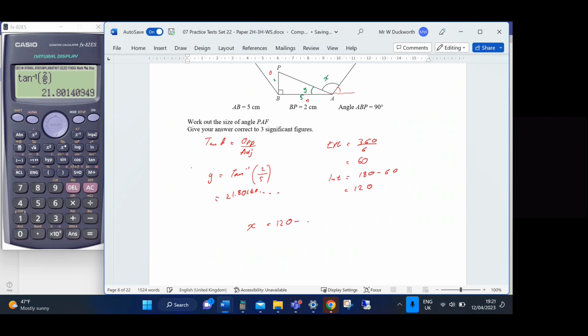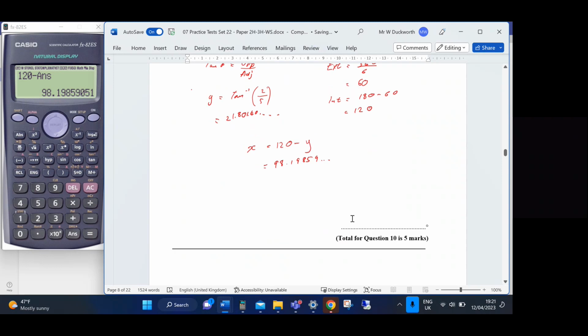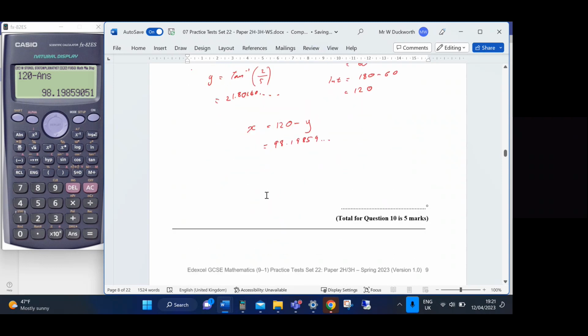So X is going to be equal to 120 minus Y, which is going to be 120 minus the answer that I just worked out. So I'm looking at 98. And because I didn't round there, that will be the exact value to that many decimal places. And then we were asked for it to 3 significant figures. So that's going to be rounded to that figure there, which would be rounded up to a 2. So I'm looking at 98.2 degrees.